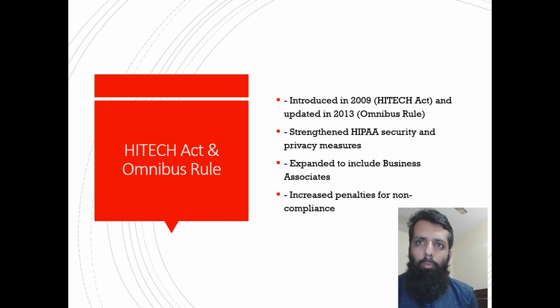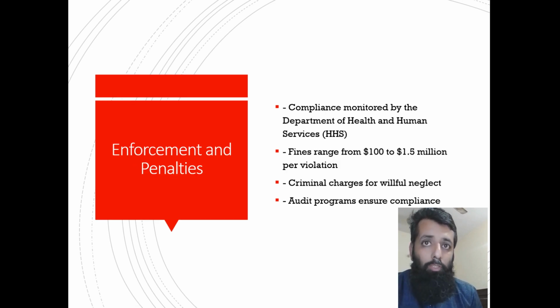Now, let's talk about what happens if HIPAA rules are not followed. The consequences of HIPAA violations can be severe. Fines can range from $100 to $1.5 million per violation, depending on whether the violation was accidental or due to willful neglect. In some cases, criminal charges can be filed, leading to job loss and even imprisonment.